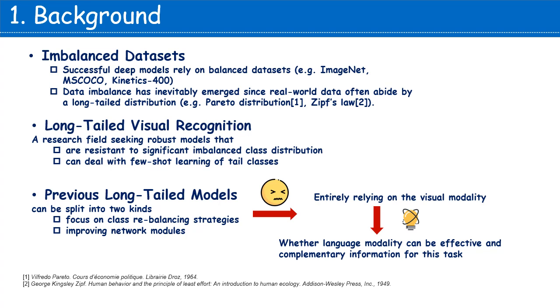About the previous long-tailed models, they can be split into two kinds. The first one focuses mainly on class rebalancing strategies, like reweighting the categories of the long-tailed classes, and the second one improves the network modules, like classifier designing or representation learning. However, these methods entirely rely on the visual modality, but in this paper, we raise the question whether the language modality can be effective and complementary information for the long-tailed recognition task.